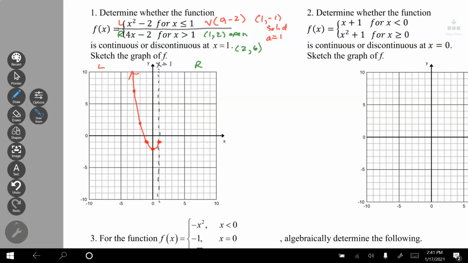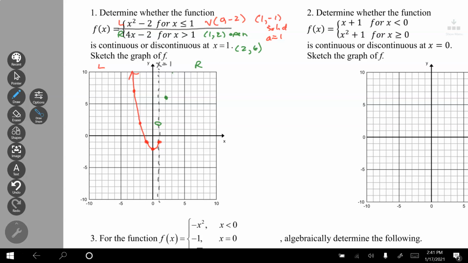The right piece is just a linear equation. I'm going to start with x equals 1 because it says start at 1. I plug 1 in there, get 2, but it's not including 1, so it's an open dot at 1, 2. And I could just either do a slope of 4 from there or plug in the next number 2. I get 2, 6.